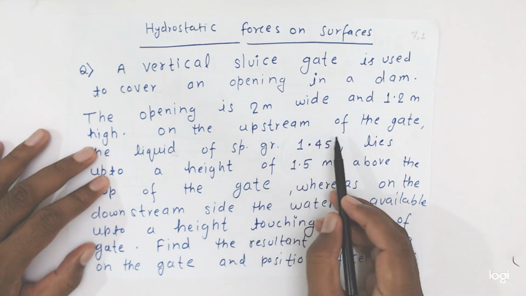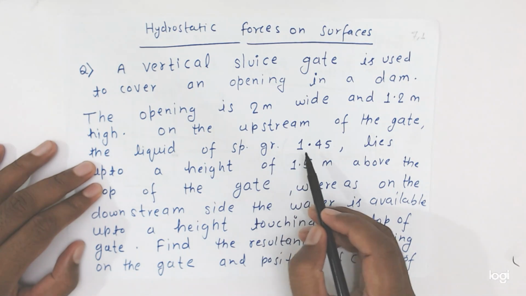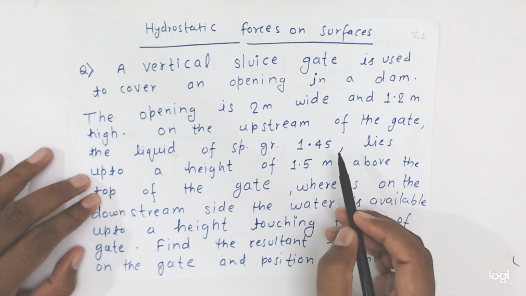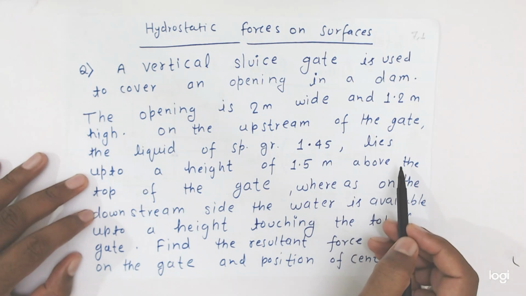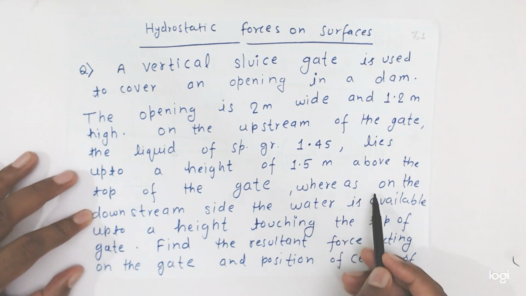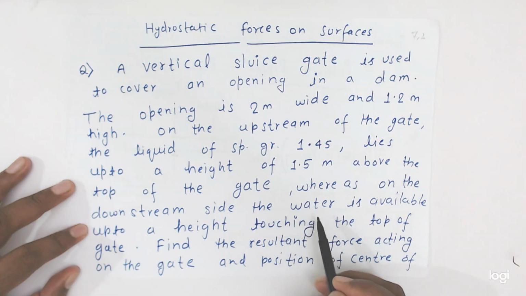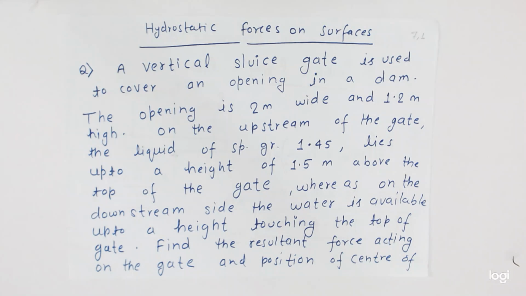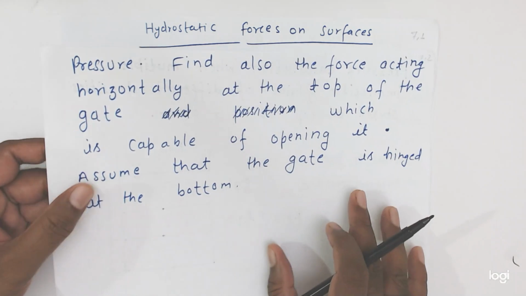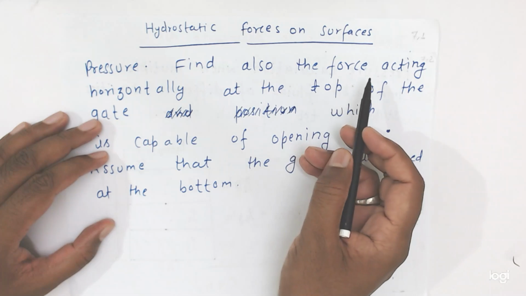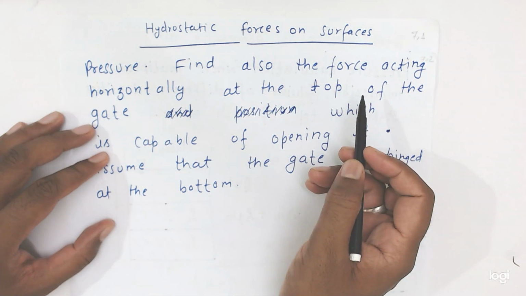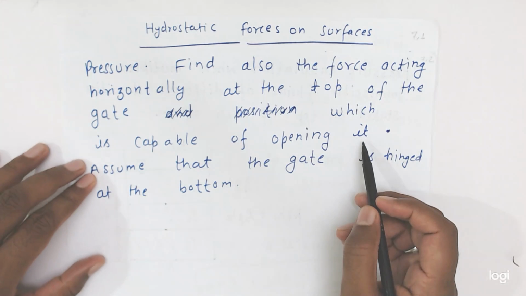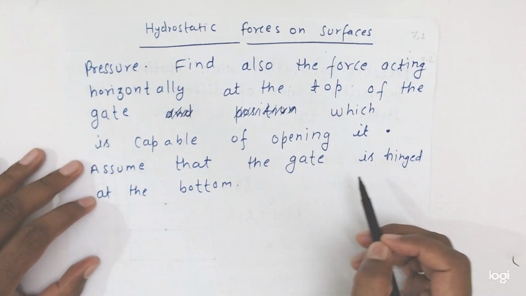On the upstream of the gate, the liquid of specific gravity 1.45 lies up to height of 1.5 meter above the top of the gate. Whereas on the downstream side, the water is available up to a height touching the top of gate. Find the resultant force acting on the gate and position of center of pressure. Find also the force acting horizontally at the top of the gate which is capable of opening it. Assume that the gate is hinged at bottom.